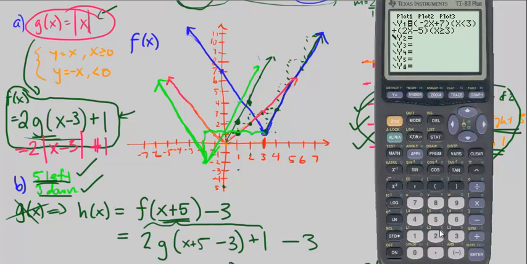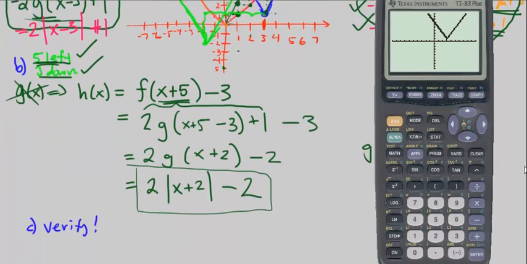Okay, so this one, I'm going to make it 2 times the absolute value. Where's catalog? Second 0 to get absolute value. 2 times the absolute value of x minus 3 plus 1. Okay, so let's graph these both. The first one should give me this in blue, and the second should be overlapping it in bold. So perfect. Okay, so that's the first two.